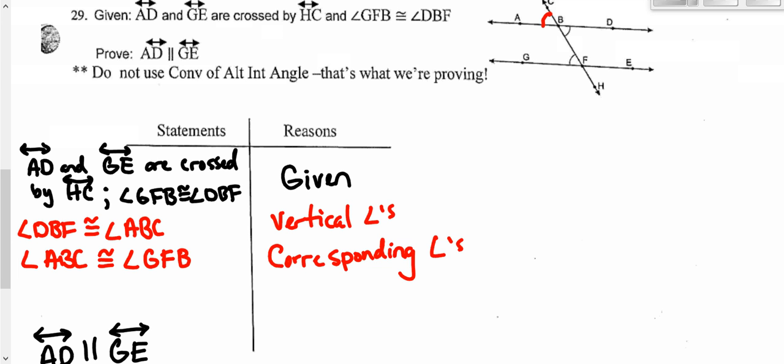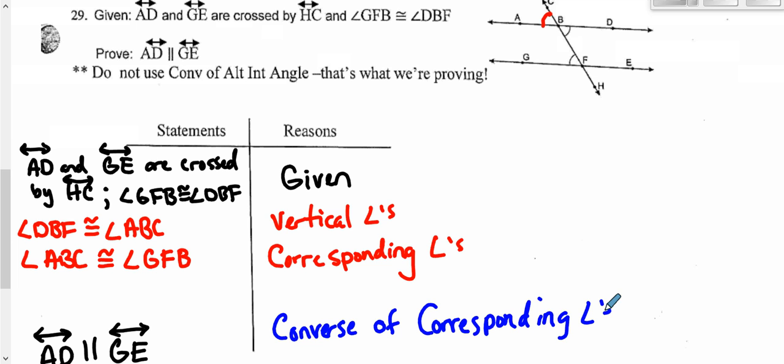So I'll go ahead and change colors here. What I realize is we don't need to worry about that angle there. We've already established the connection. So what we can say here is because we ended with corresponding angles, we can say this is the converse of corresponding angles. That will prove, because these are equal, that those lines are parallel.